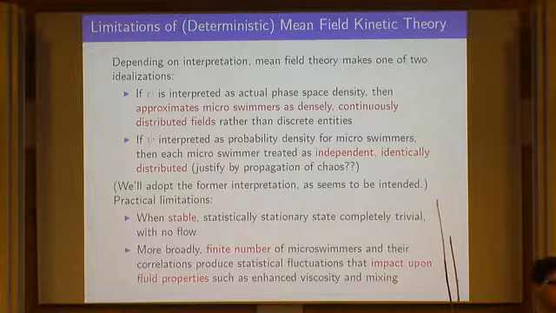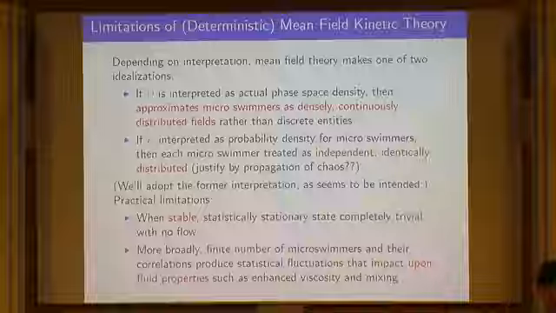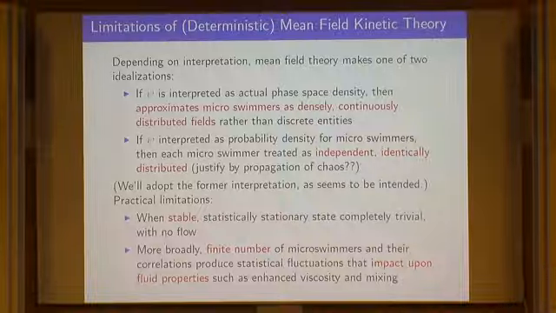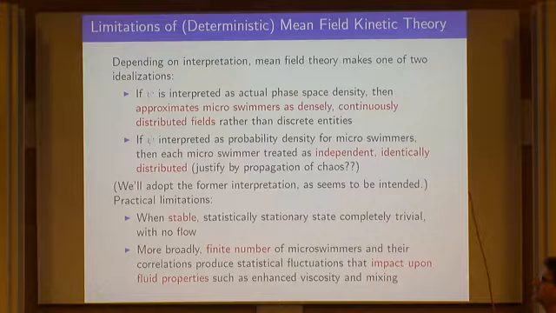But even if you looked at the movie, something was happening, there was some sort of flow going on, but you can't describe the properties of that flow by just looking at a deterministic theory. And so what's really happening is that that completely boring state is only really true in the limit that you had an infinite number of infinitesimally small microswimmers that were all smoothly distributed.